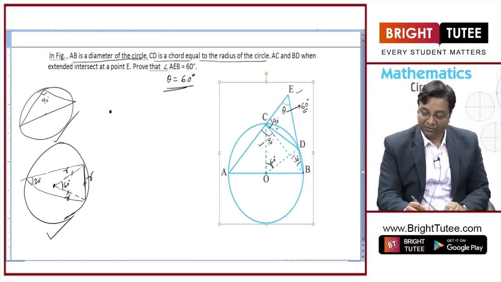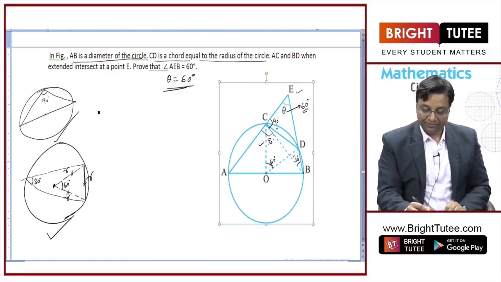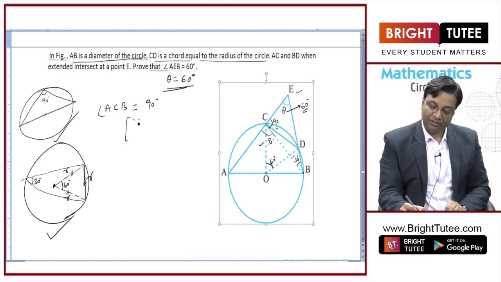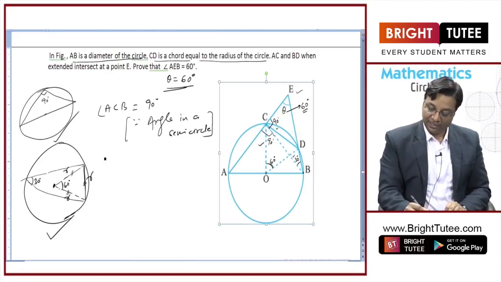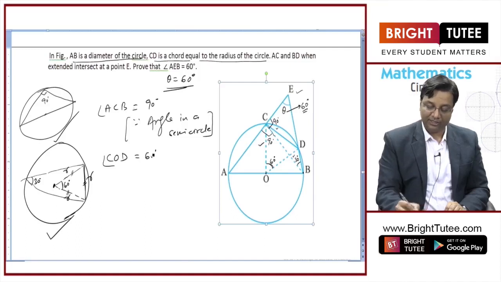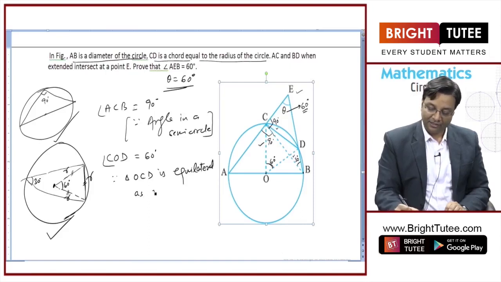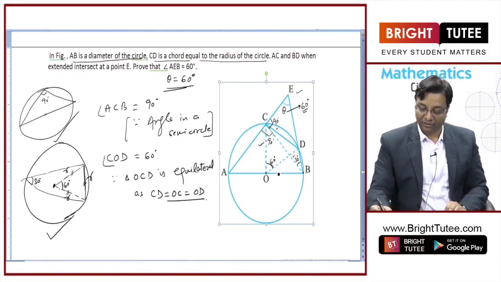So what are the arguments that we will give here? Number one, angle ACB is equal to 90 degrees because it is the angle in a semicircle. Second argument, angle COD is equal to 60 degrees because triangle OCD is equilateral, as CD is equal to OC is equal to OD. This I have already explained to you.